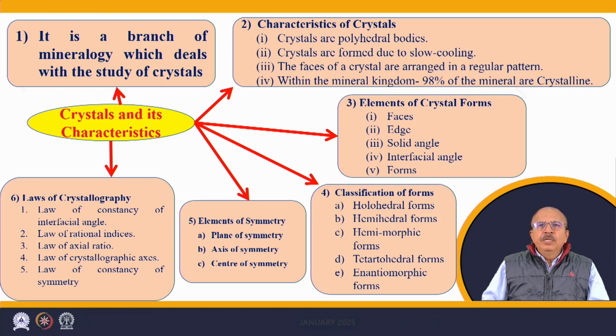Elements of crystal forms, we have seen that faces, edge, solid angle, interfacial angle and forms, these are the elements of the crystal. Then classification of forms, we have already seen holohedral forms, hemihedral forms, hemimorphic forms, tetrahedral forms, enantiomorphic forms. Now the elements of symmetry, three important elements of symmetry, that is planes of symmetry, axis of symmetry and center of symmetry. And the law of crystallography, we have seen that the law of constancy of interfacial angle is there, law of rational indices, law of axial ratio, law of crystallographic axis and law of constancy of symmetry.